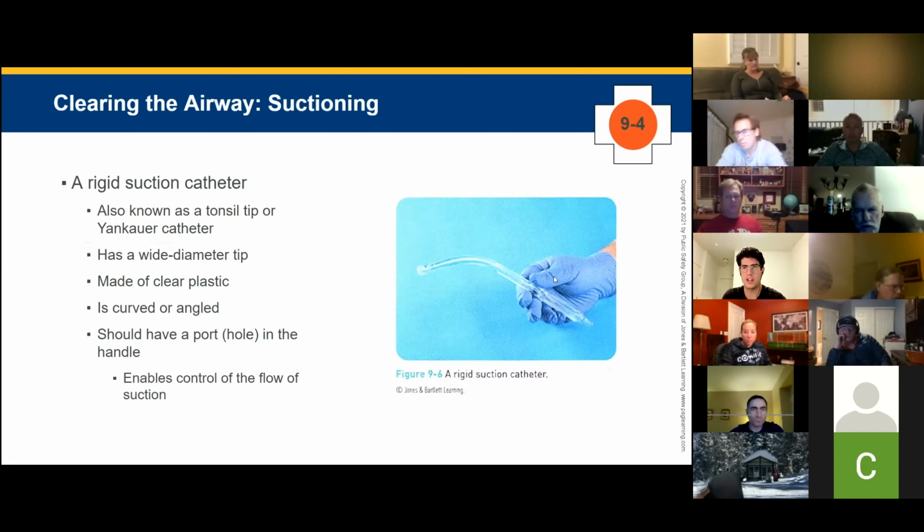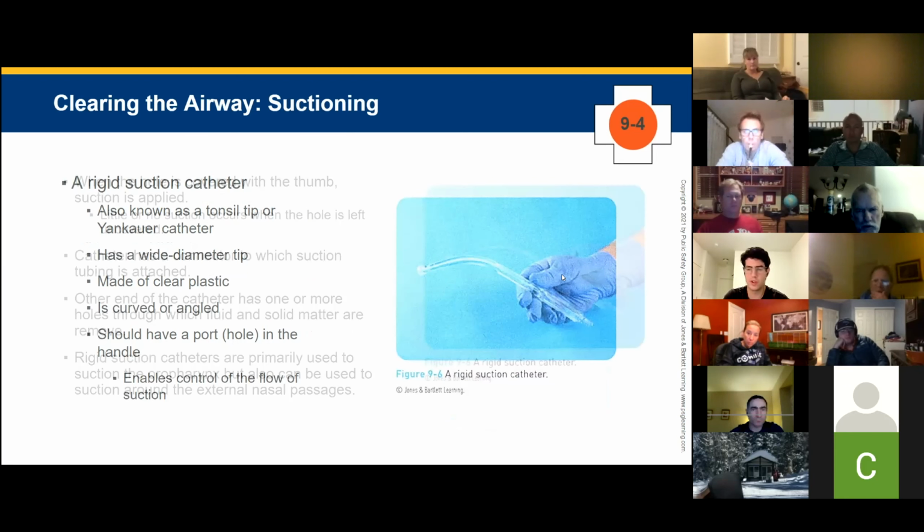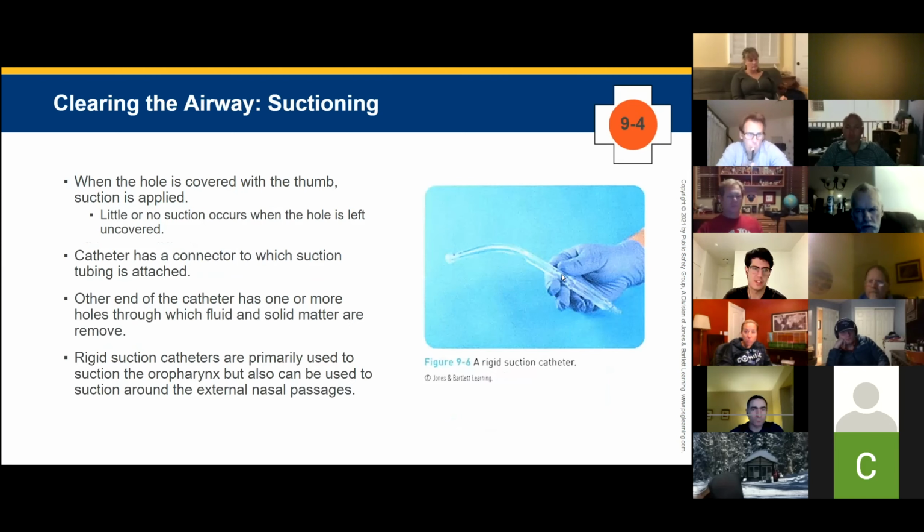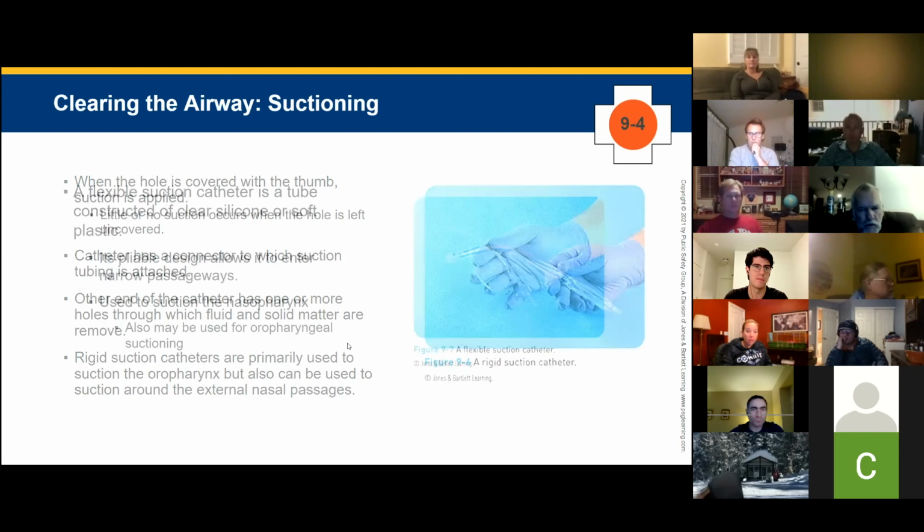It has a hole right here that you cover with your thumb. So we'll go through the whole skill of this laid out here, and then y'all will get to practice in person at some point. But there's a little hole here where the thumb is, and there's another hole at the tip. The suction won't actually make it to the tip until you cover this hole with your thumb. So without any fancy switch on the suction unit, you can decide when the suction is on and off just by moving your thumb right here. And that is helpful because it lets you suction when you want to. We'll talk about the proper way to suction in a minute here.